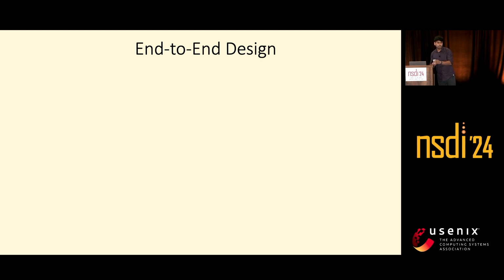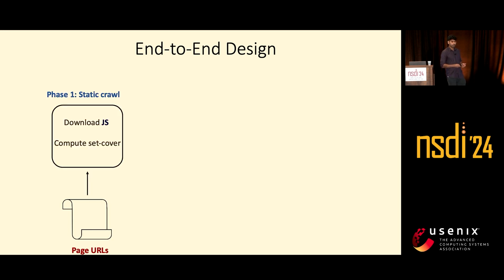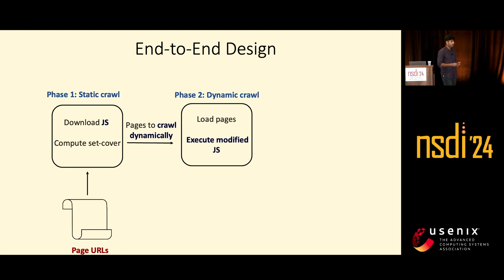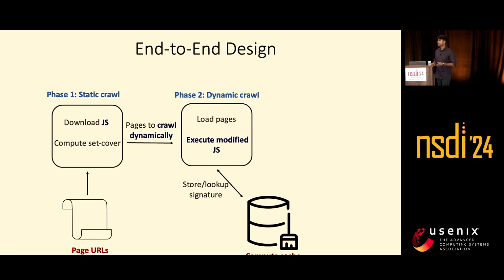So now let me put together all the pieces and explain the end-to-end design of Sprinter. Sprinter takes as input a set of URLs that it needs to fetch. And in the very first phase, it performs a static crawl, where it only downloads the static JS files, and it computes that set cover. With the help of that set cover, it moves on to phase 2, where it crawls that set cover pages using a browser while executing that modified JS and creating that computation cache.